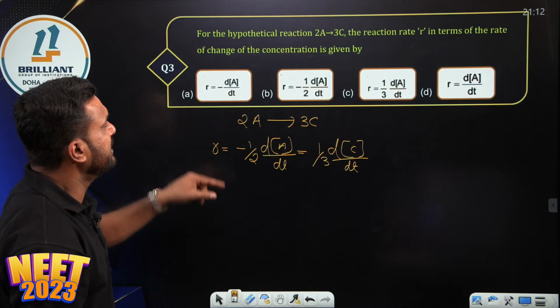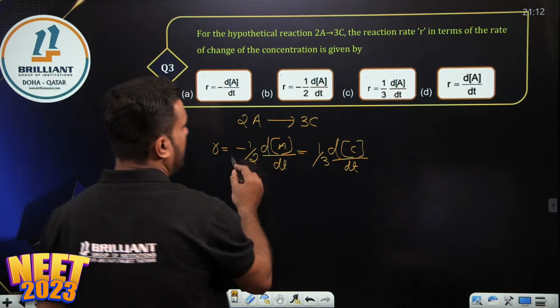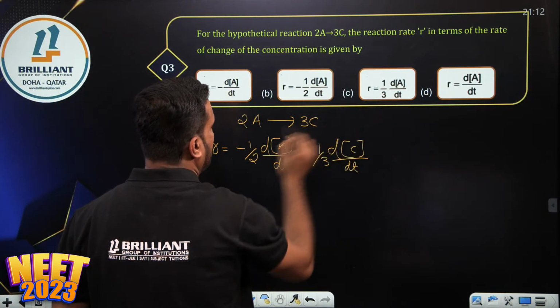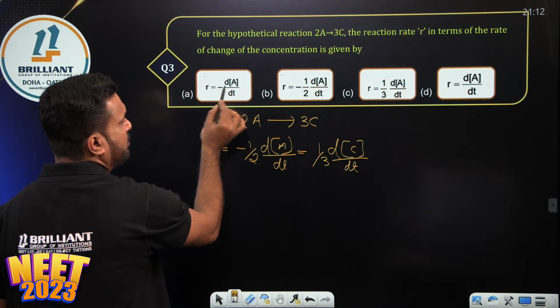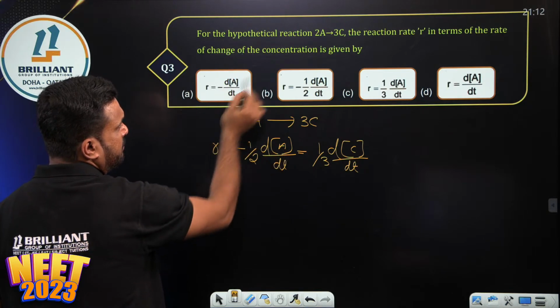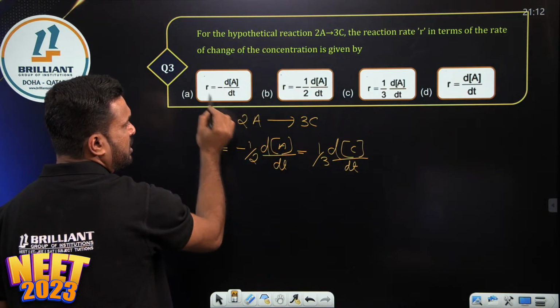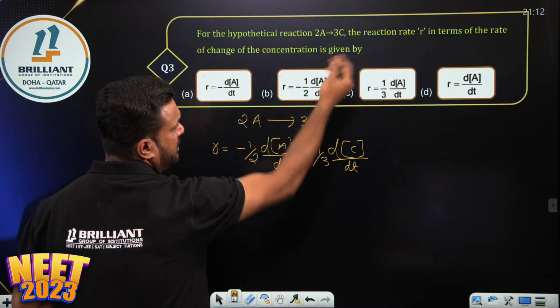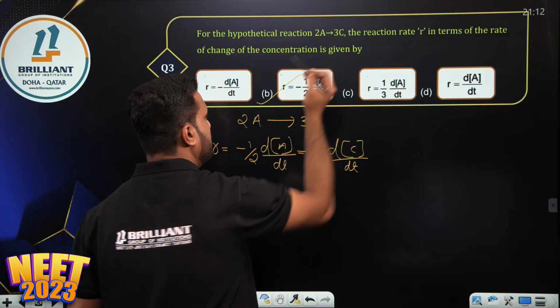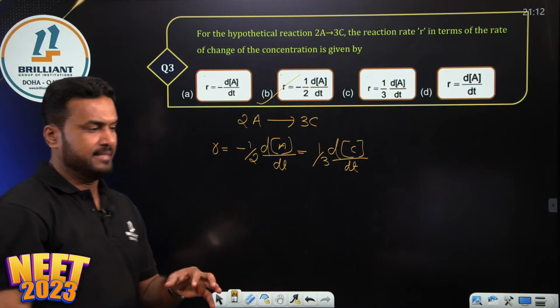This is the way. So the right one is which one? Rate is equal to 1 by 3 d of C minus 1 by 2 d of A divided by dt. This will not come because there is no coefficient, because here A has a coefficient 2. So this is the wrong one, this is the right one. This one is also not, because 3 is for the right side. So the correct option is B. It's a direct one.